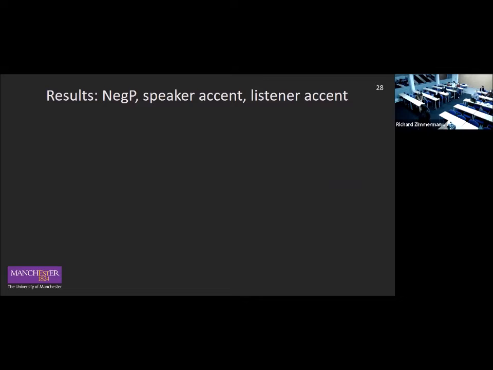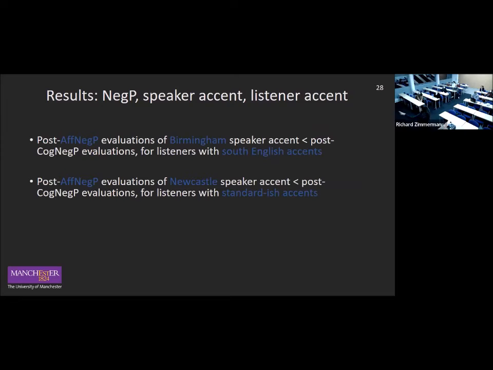With regards to the negative primes now, I don't have a figure because it was literally just two significant interactions here. So you see blue, I think I color primed you enough now to associate affect with blue and cognition perhaps with orange. So the Birmingham speaker accent was more affected by the affective prime amongst people that were South English accented. And then the Newcastle speaker accent attitude was affected more by the affective prime, again, amongst Standardish accented listeners.